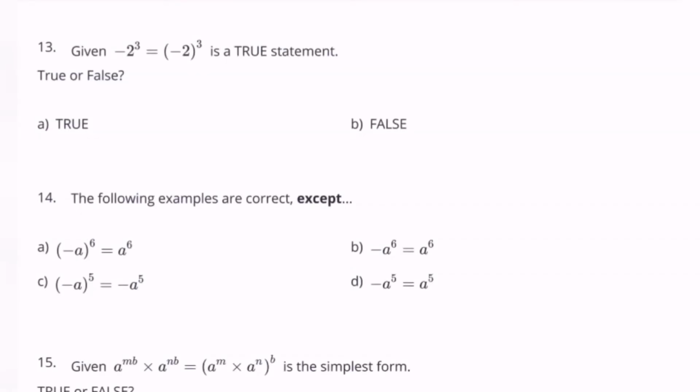Given that negative 2 to the power of 3 is equal to (negative 2) to the power of 3 is a true statement. So you may try on a calculator. So the answer is true.